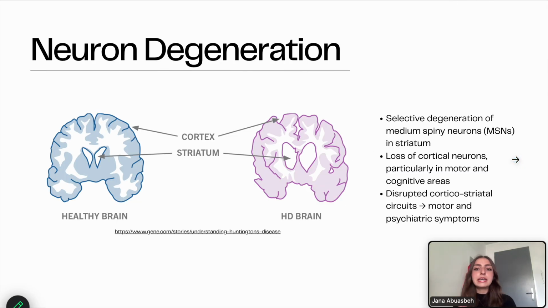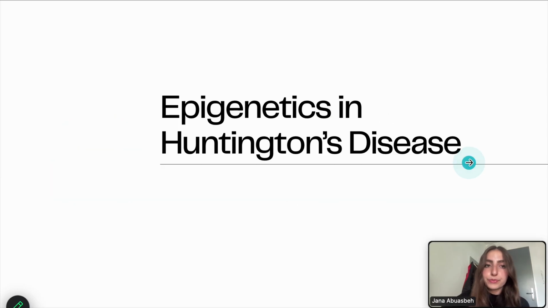So what happens to the brain in this disorder? Well, I mentioned how Huntington's disease causes progressive neuronal degeneration, and we see it in this diagram here. So in comparison with a healthy brain, we have selective degeneration of medium spiny neurons in the striatum, as seen here. And we also see loss of cortical neurons in motor and cognitive areas. This means also disrupted corticostriatal circuits, and all these changes in the brain lead to the motor and psychiatric symptoms I mentioned just before. Now let's transition to the core of this research, epigenetics in Huntington's disease.